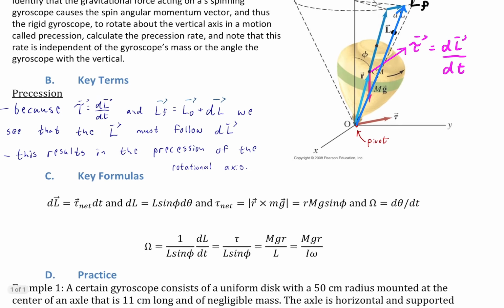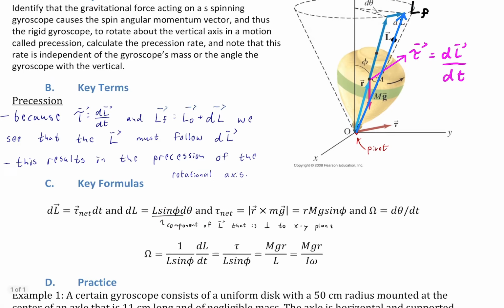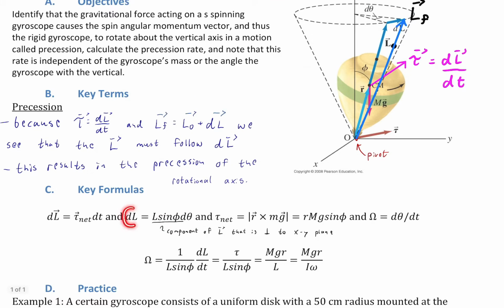Okay? So then, if that's a logical definition for the rate of precession or the velocity of precession, then we can do a substitution here. We can say, okay, well, if it's d theta over dt, then what is it? Okay? All right, this is the component of L that is perpendicular to the xy plane. That's all this is right here. Okay? That's the best way to think about what dL is. Okay? And then this is the angular precession velocity.